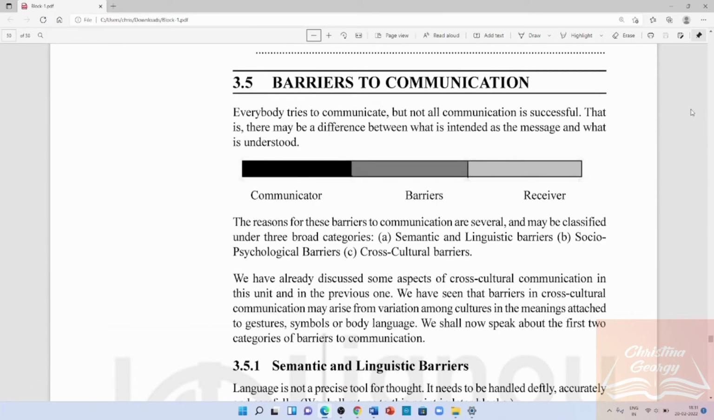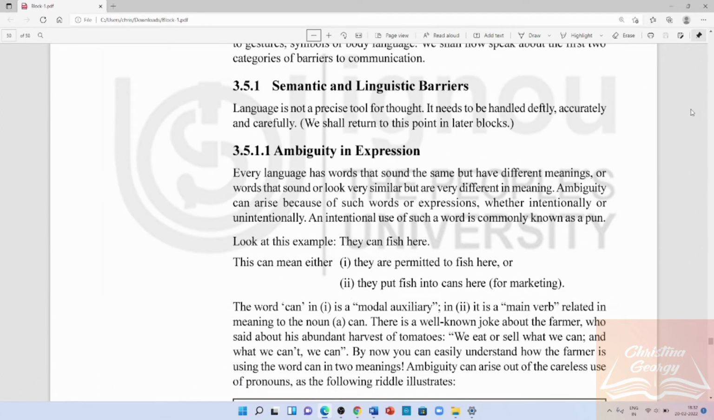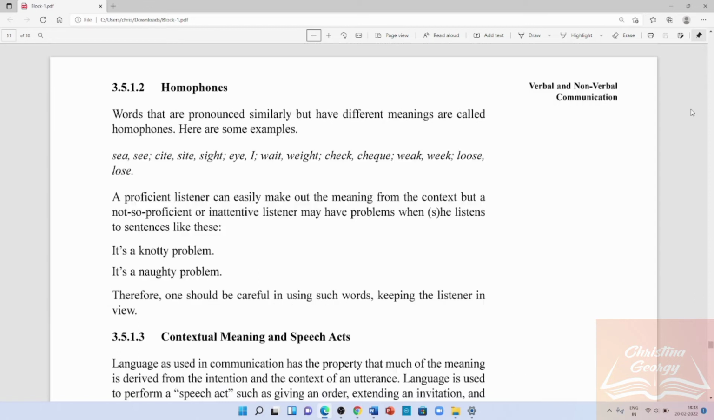So what do you mean by the term ambiguity? Ambiguity simply means the quality of being open to more than one interpretation. At times, a single word could mean differently as per the context. So have a look at the example provided. They can fish here. This could mean that they are permitted to fish here, or they put fish into cans here.